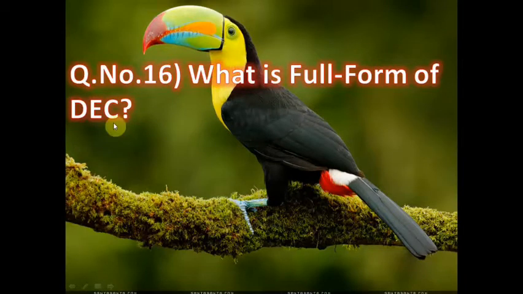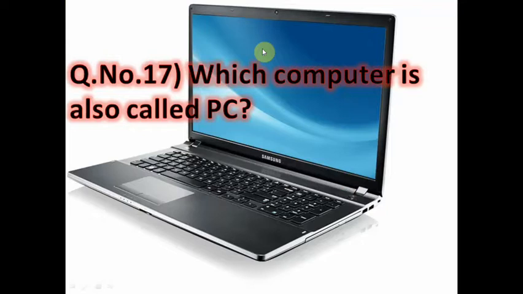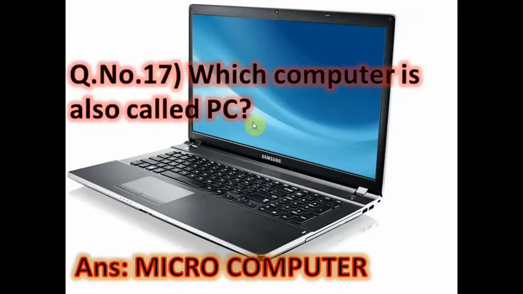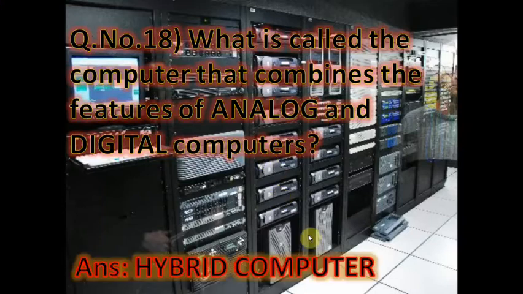Next number, what is the full form of DEC? DEC means Digital Equipment Corporation. Next number, which computer is also called PC? PC means personal computer. Then microcomputer is also called personal computer. Now next is question number 18. What is the computer that combines the features of analog and digital computer called? The correct answer is hybrid computer.